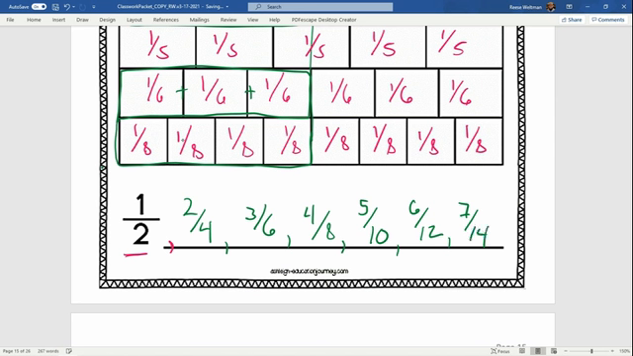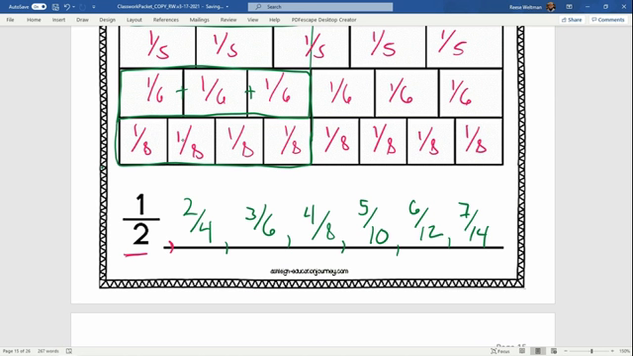Now, the halves are nice because you can also look at them differently, right? You can say, well, this is easy because, of course, 2 out of 4 is 1/2. 3 out of 6 is 1/2. 2 is half of 4. 3 is half of 6. 4 is half of 8. 5 is half of 10.